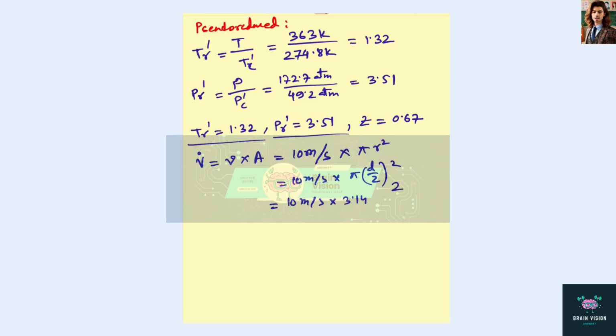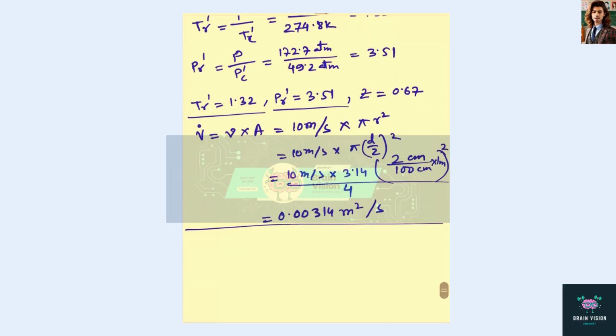Given the diameter of the pipe is 2 centimeters, let's convert it to meters. Then 2 centimeters divided by 100, squared, multiplied by pi, divided by 4. Then we get the volumetric flow rate of the system as 0.00314 meter cubed per second.